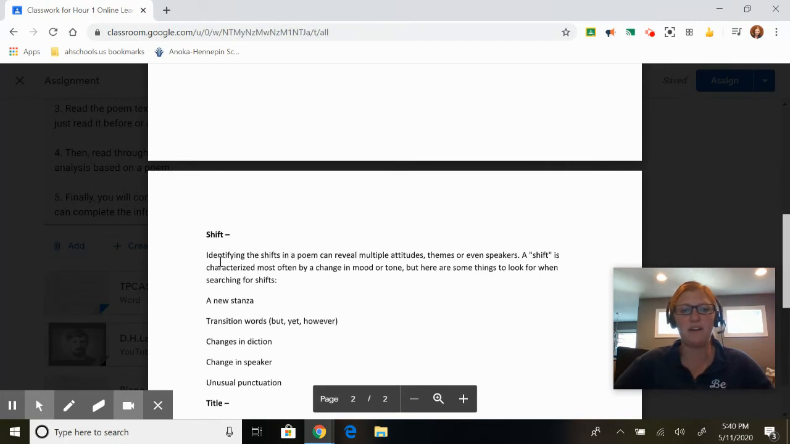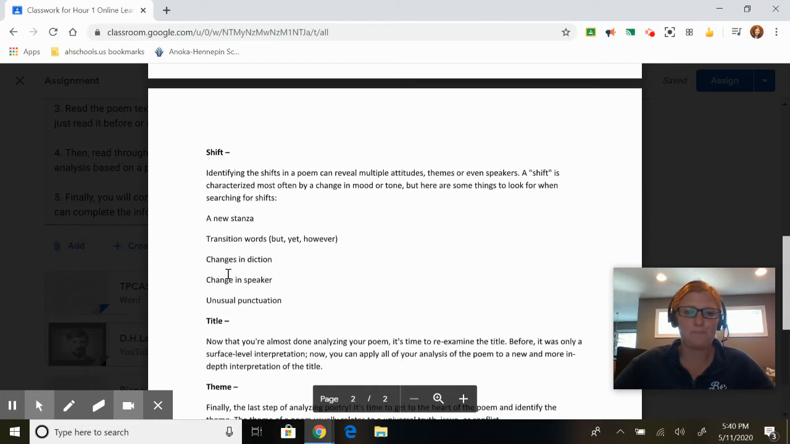All right, the S here is shift. Where are there shifts in the poem? Are there shifts in the speaker? Are there shifts in the attitude? How about the type of diction that's used? Whatever it might be, is there some kind of shift within that poem?